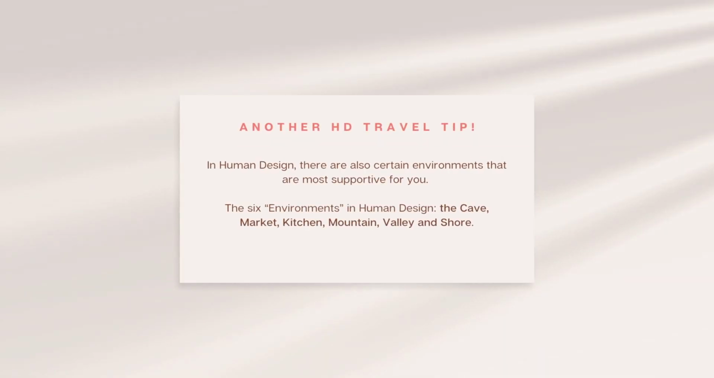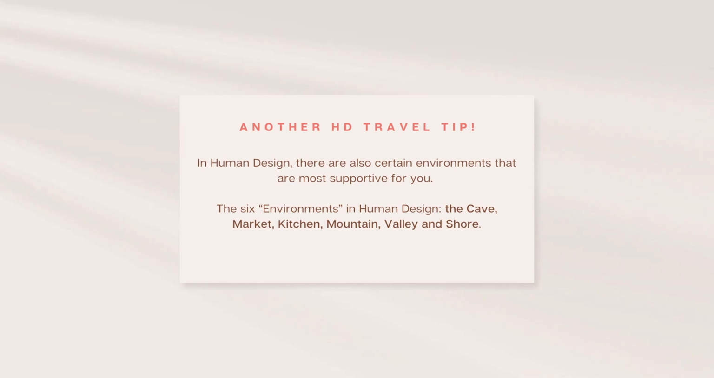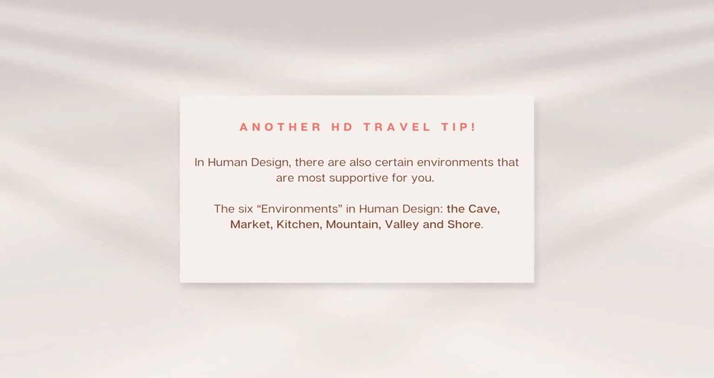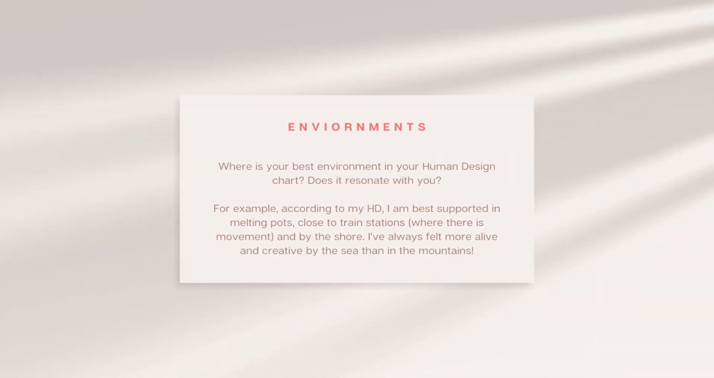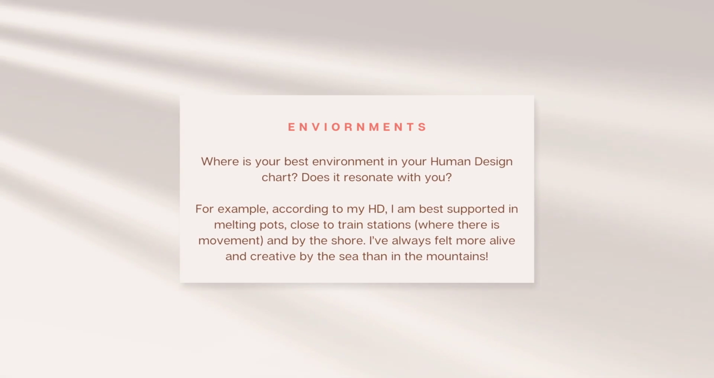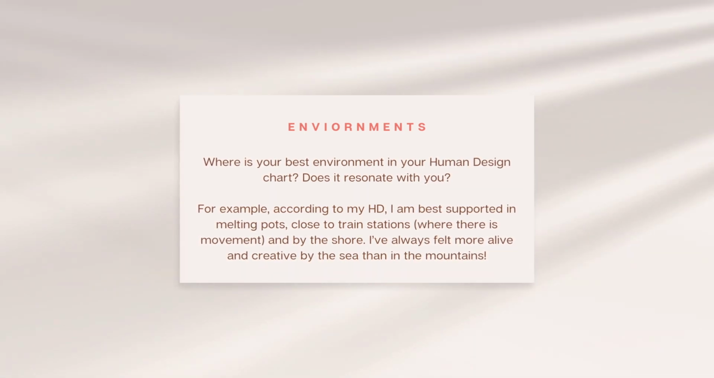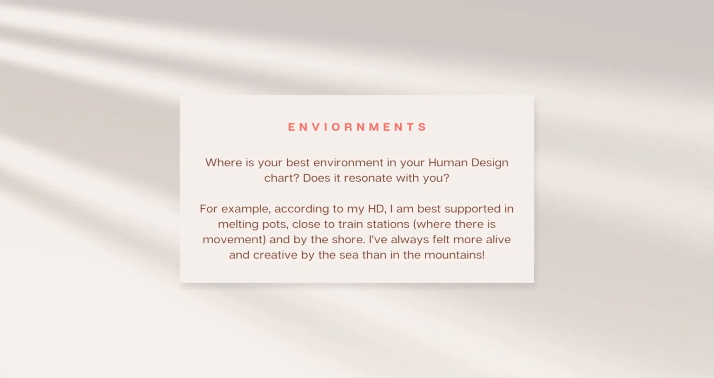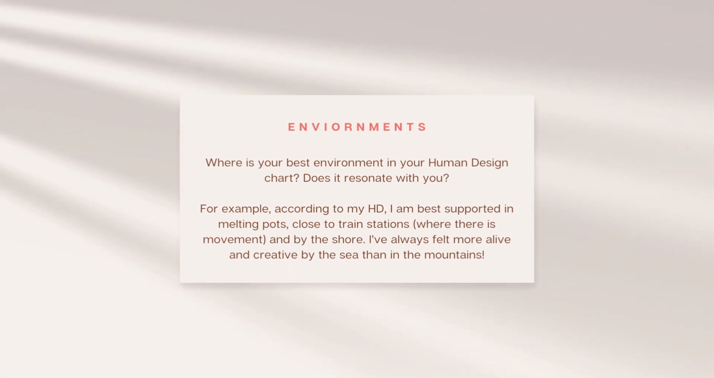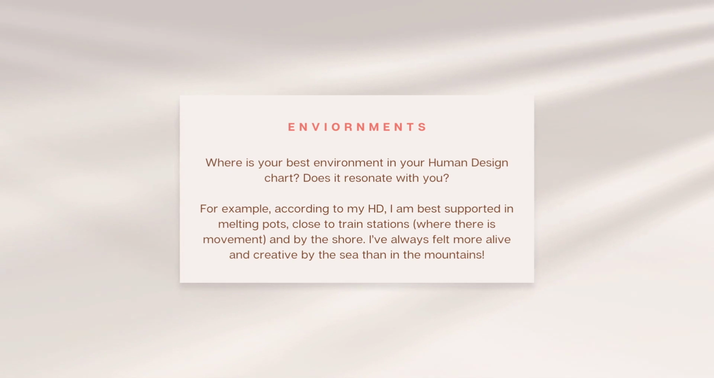In human design, there are also certain environments that are more supportive for you. The 6 environments in human design are the cave, market, kitchen, mountain, valley, and shore. And so where is your best environment in your human design chart? And does that resonate with you? For example, according to my human design, I am best supported in melting pots, close to train stations where there's a sense of movement, and by the shore. And it's interesting because I've always felt more creative and alive when I am by the sea.